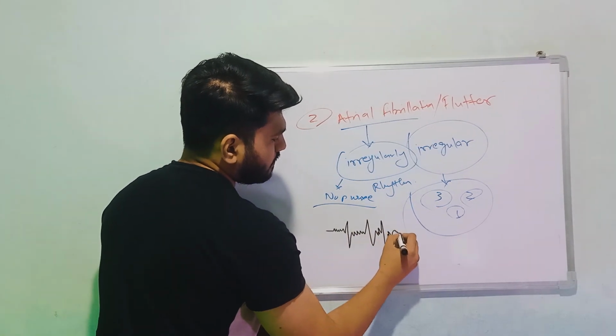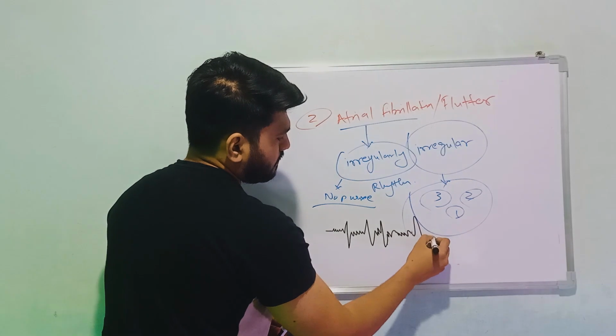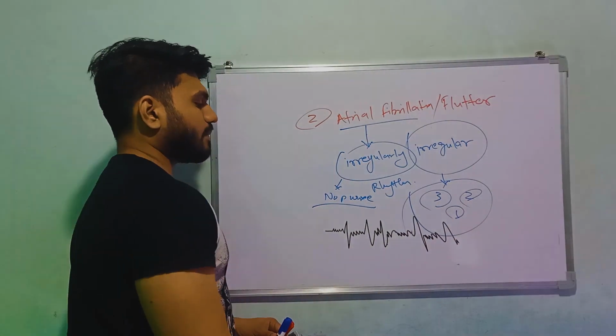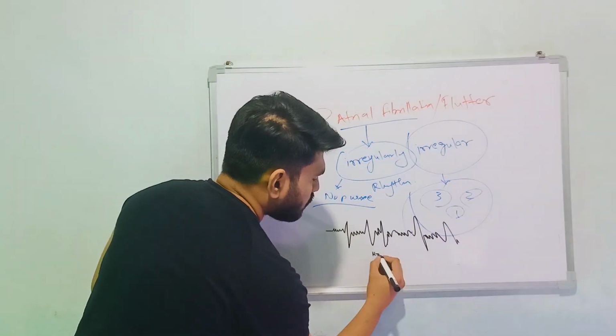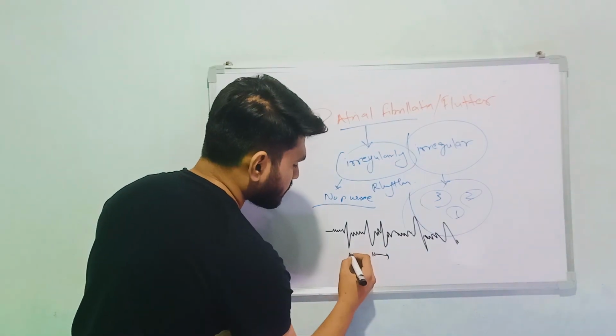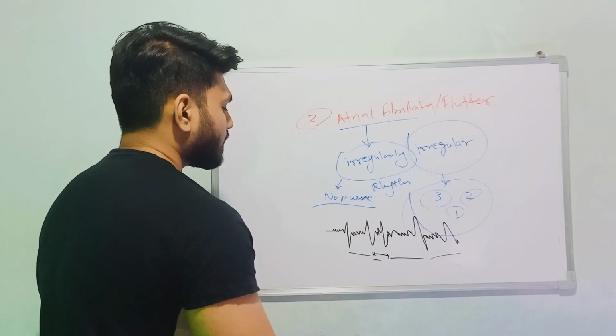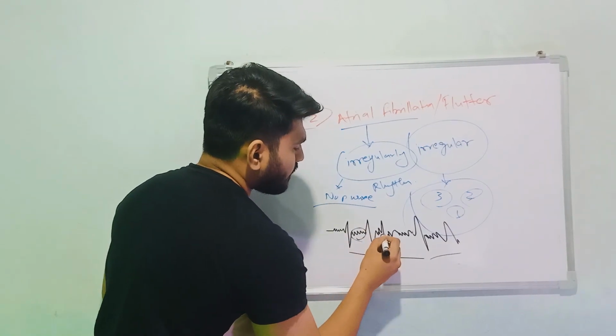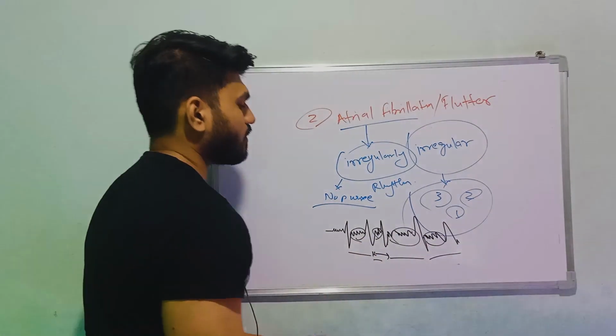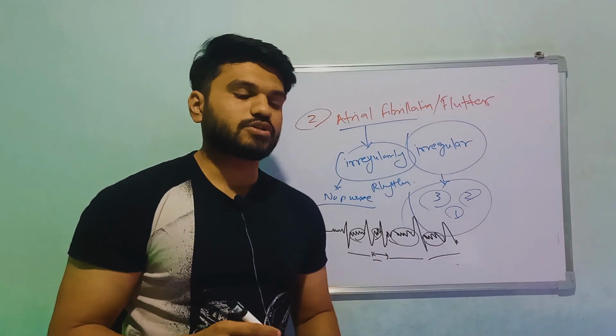Okay. This is our typical atrial fibrillation. See, there is no same time duration. This is longer, this is shorter, then this is longer, then this is shorter, and you cannot identify the P wave here. So this is atrial fibrillation.